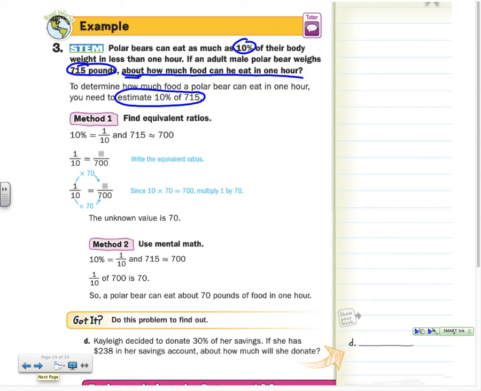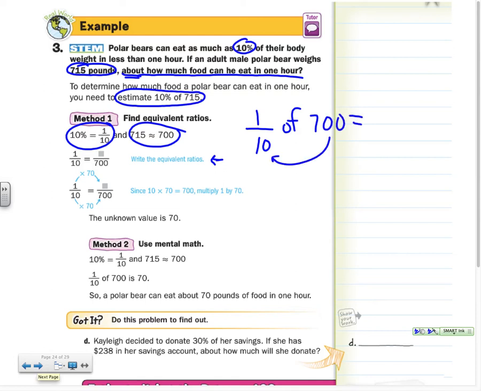So let's think about what 10% means. 10% means 1/10. And 715 is about 700. They're showing you using equivalent ratios here. I would probably do this. 1/10 of 700 equals, what's 700 divided by 10, because that's just a division problem, and 700 divided by 10 is 70.